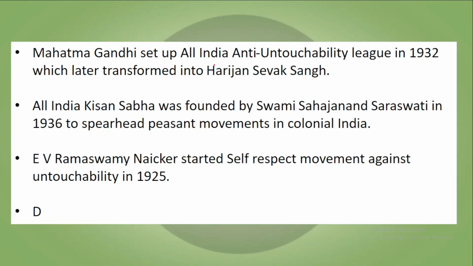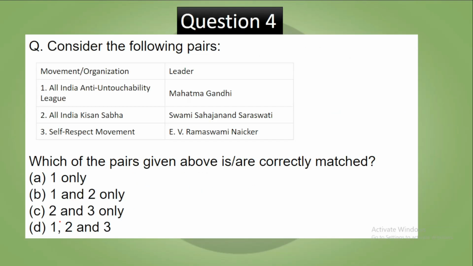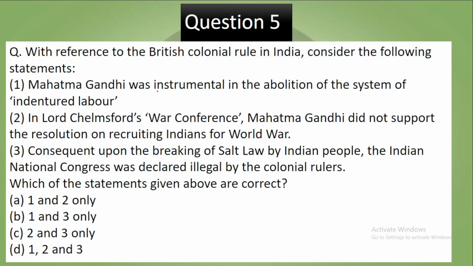So Mahatma Gandhi set up All India Anti-Untouchability League in 1932. This was the year in which the Poona Pact also happened, which later transformed into Harijan Sevak Sangh. All India Kisan Sabha was founded by Swami Sahajanand Saraswati in 1936 to spearhead peasant movements in the colonial India, and E.V. Ramaswamy Naicker started self-respect movement against untouchability in 1925. Therefore, your correct answer is D.